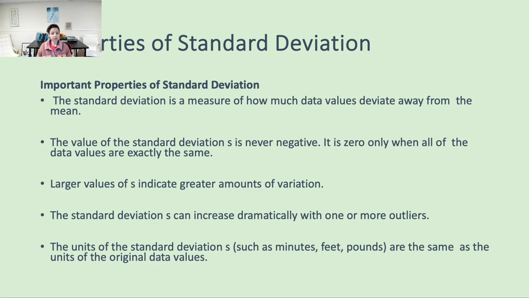And the standard deviation S of your sample can increase dramatically with the inclusion of outliers or extreme values. So the standard deviation, like variance, is not resistant to extreme values. And the units of standard deviation, or S, such as minutes, feet, pounds, whatever, are going to be the same units as the original data values. And that's really the advantage of standard deviation. It brings the units back to the original data.